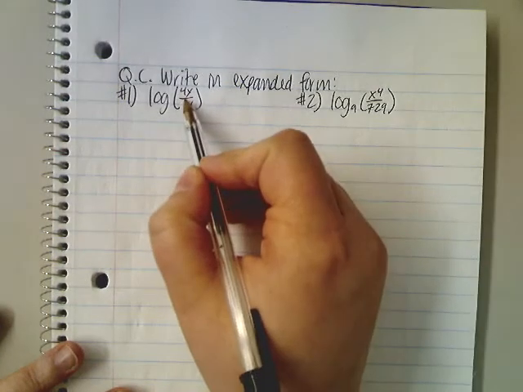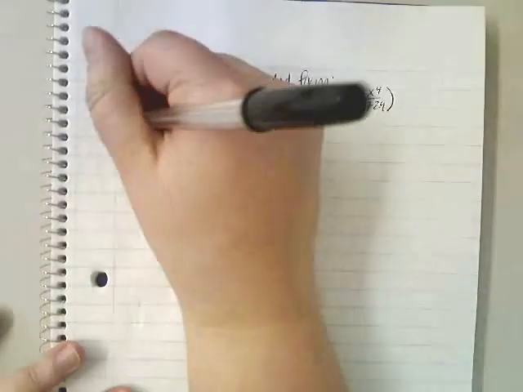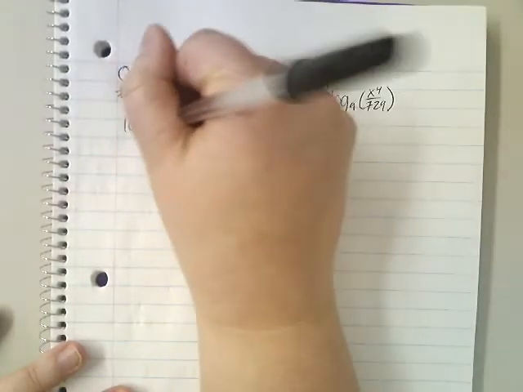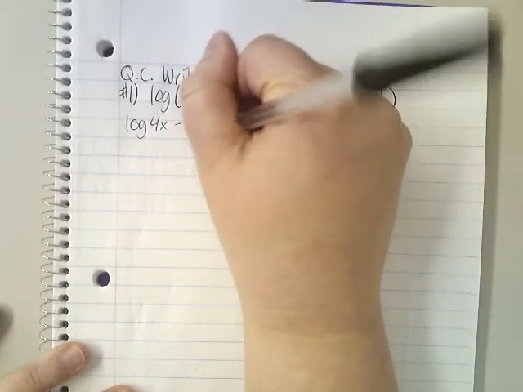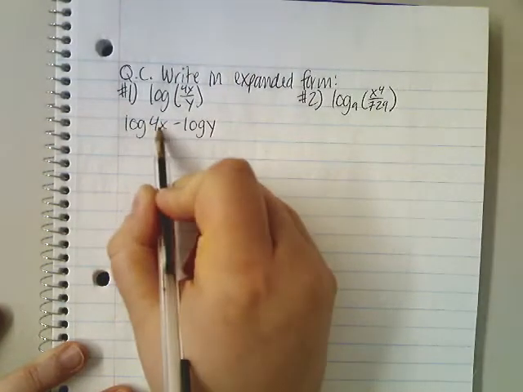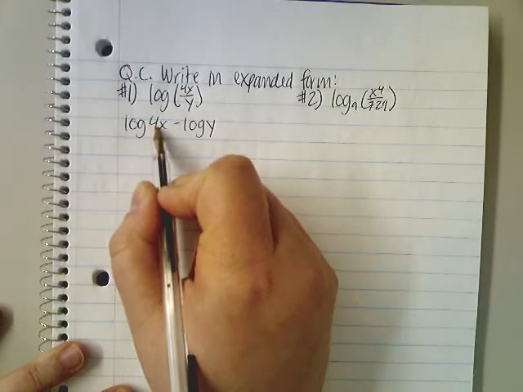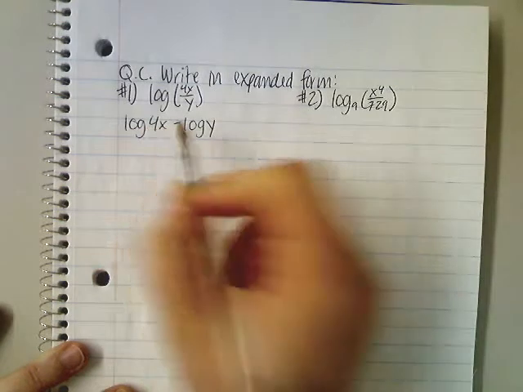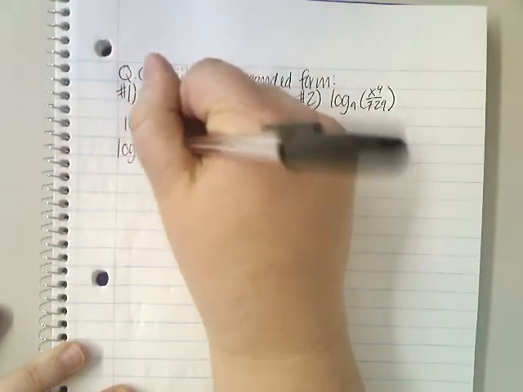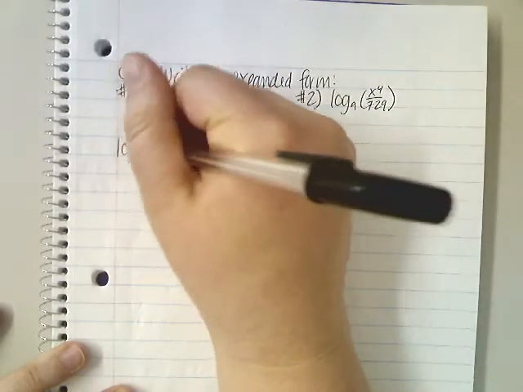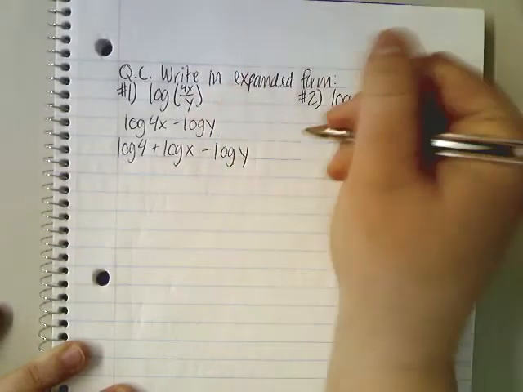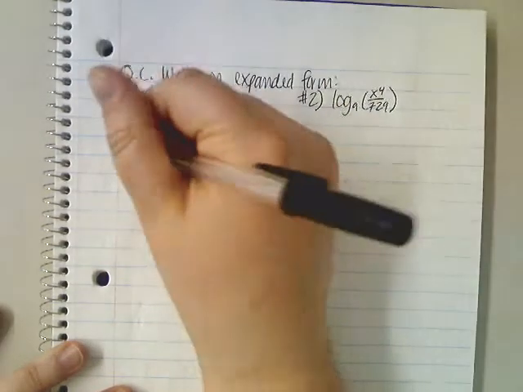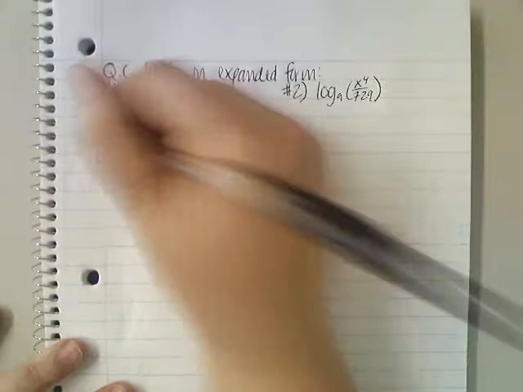Since I'm dividing in my argument, I know the quotient property tells me I can rewrite this as two logs being subtracted. So log of 4x minus log y. And you can actually go even further with this because I'm multiplying those two numbers in the argument. I can rewrite this as two logs being added. So I'm going to expand this even further. I have log base 10 of 4 plus log base 10 of x minus log y. And that is my fully expanded form for that log.